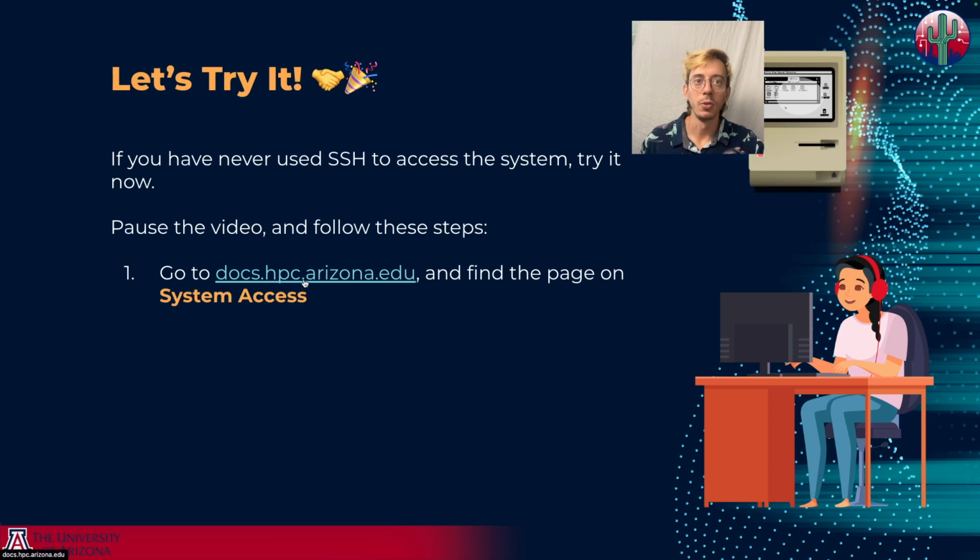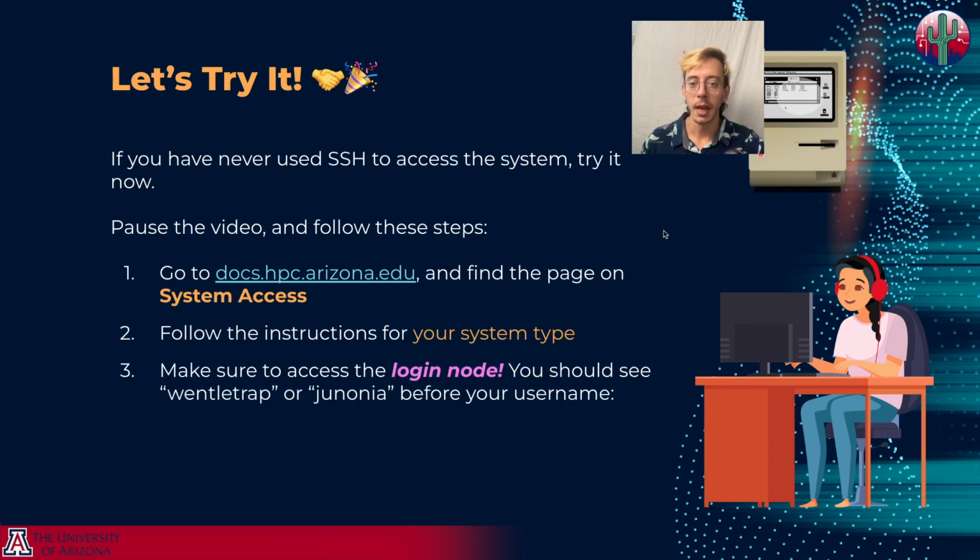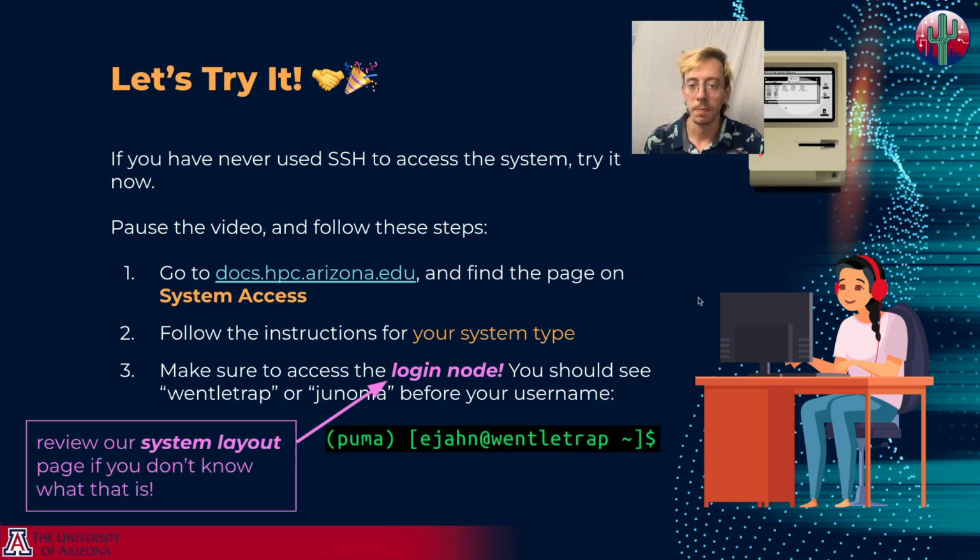As I mentioned, you can go to docs.hpc.arizona.edu, find the page on system access. Follow the instructions for your system type, and make sure to access the login node. As I mentioned before, you should see either Wentletrap or Genoa before your username. So review our system layout page if you don't know what that is, and here is what your command prompt will look like when you are on the login node. So you see here this says Wentletrap. If you see something like at Gatekeeper, you are not on the login node. You will need to type the shell command in order to access the login node.